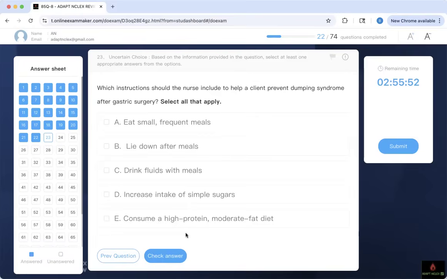Write it down. Dumping syndrome is an NCLEX favorite. They love it. If you know it, you have one question knocked down. If they give you that question, remember it's adaptive.